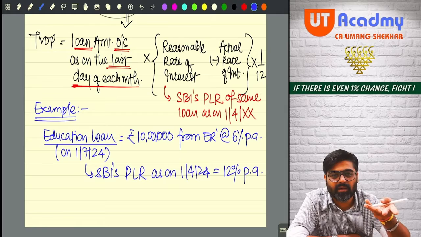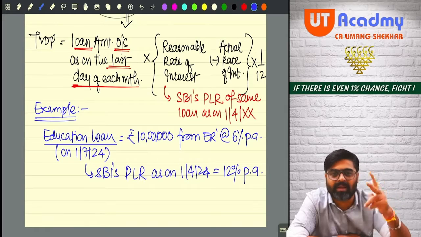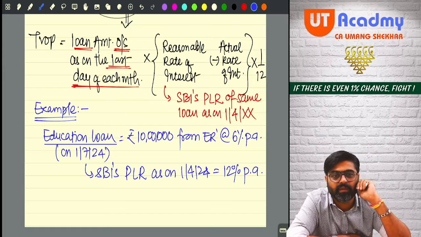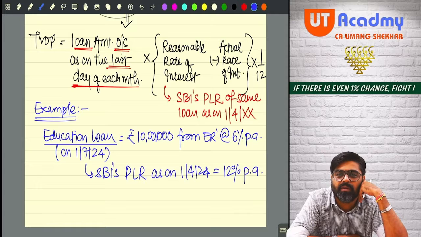Definitely. So 10 lakh into 6%, how did you get 6%? 12 minus 6 will be 6%, into 9 upon 12, it will give you 45,000. 45,000 interest benefit. Easy or no? Wait now.